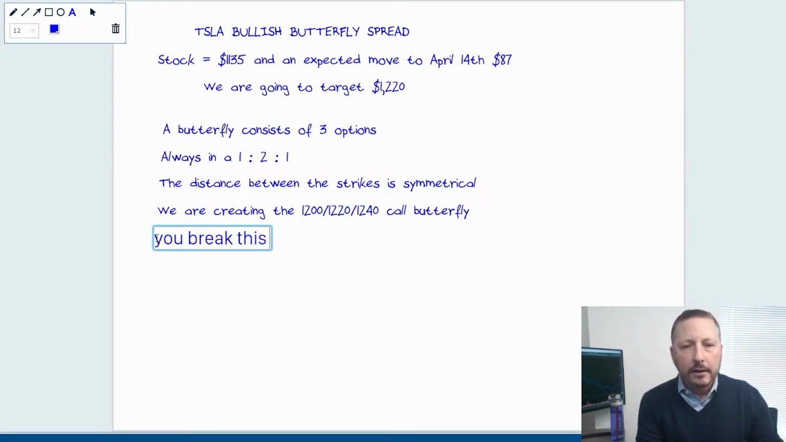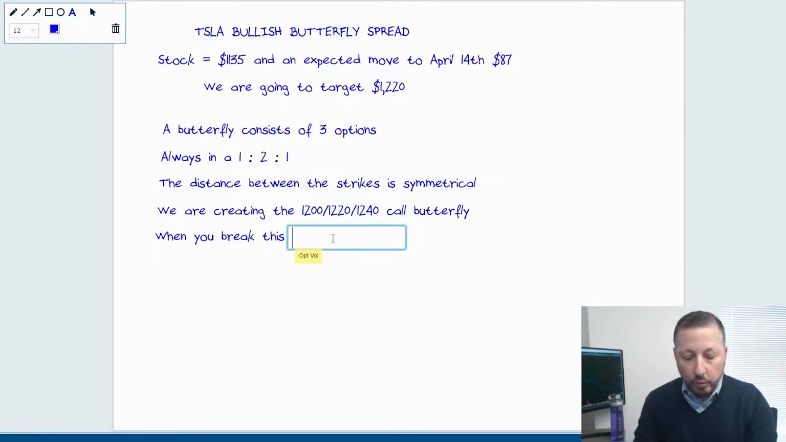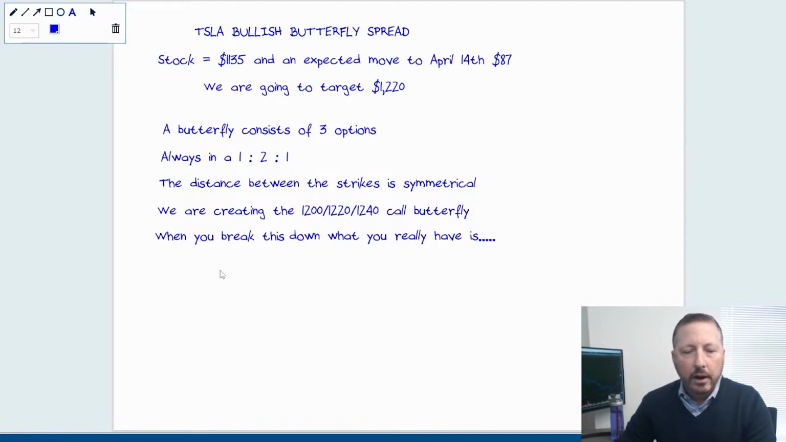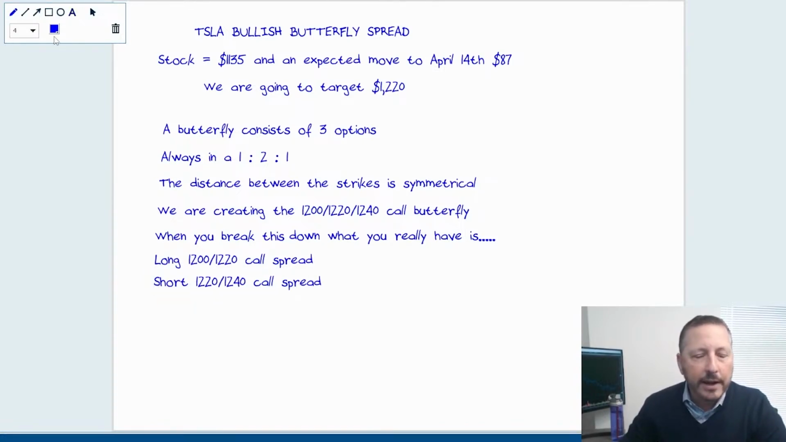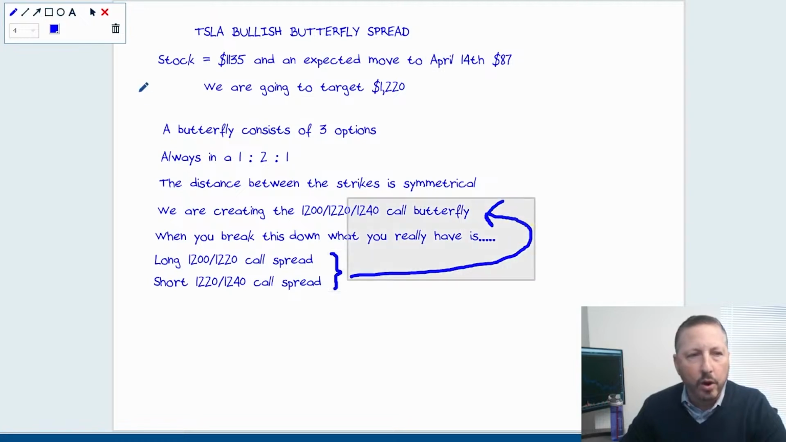Well, when you break a particular strategy down to just its bare-bones basics, and you break a butterfly down to its basics, what you really have are two different spreads. We have a long 1200, 1220 call spread, and then we have a short 1220, 1240 call spread. This right here is the equivalent to this 1 to 2 to 1 ratio.